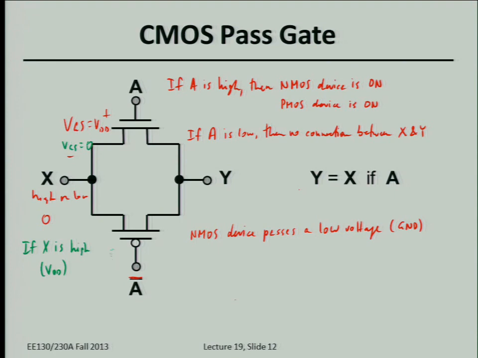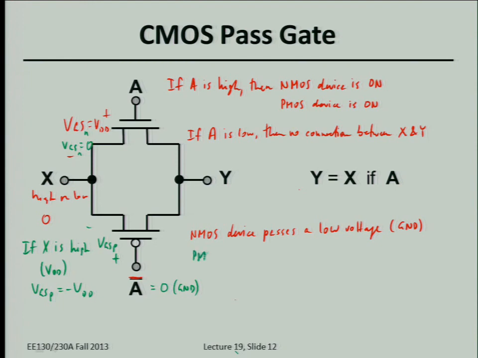No. So let's look at the PMOS. What about the PMOS device? When X is high, what is VGS for the PMOS device? A bar is 0, right? If A is true, we're trying to pass a signal, so A bar is 0, meaning A bar is at ground. What is VGS for the PMOS device? It's negative VDD, right? So VGS for the PMOS is equal to minus VDD. So the PMOS device is on, and the PMOS can turn on to pass a high voltage from X to Y.